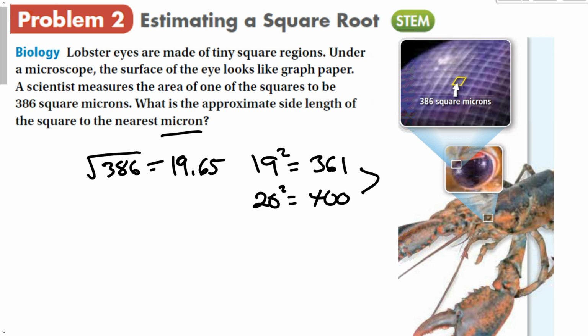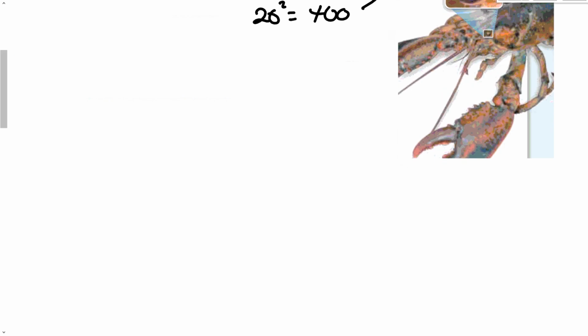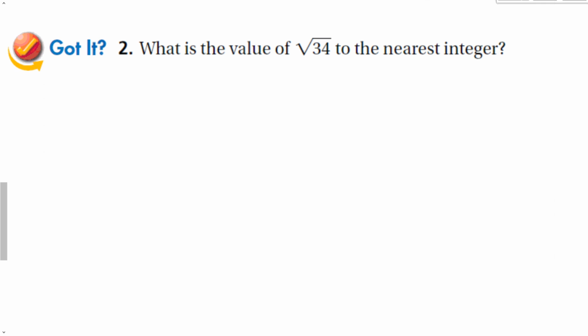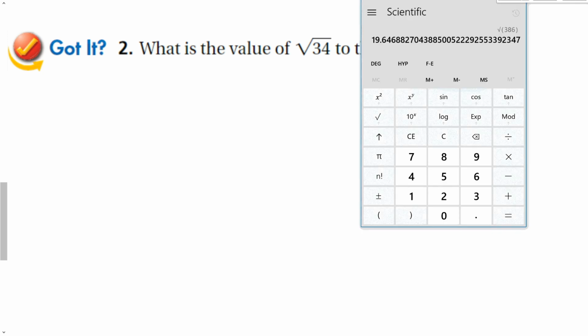Okay? Let's look at my got it problem. And what is the value of the square root of 34? Now, just off the top of my head, what is the value of the square root of 34 to the nearest integer? Okay, so I could use my calculator again and just put in the 34, take the square root, and I can see that it's 5.8.